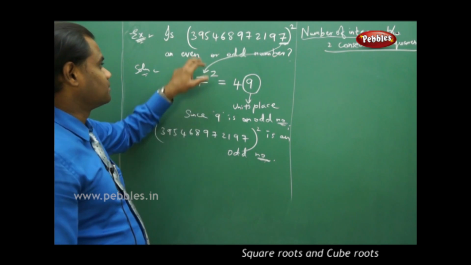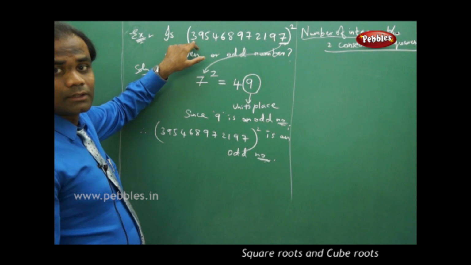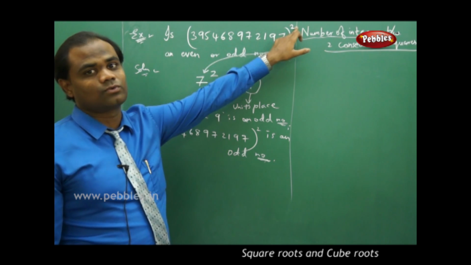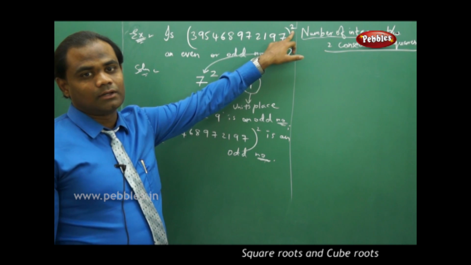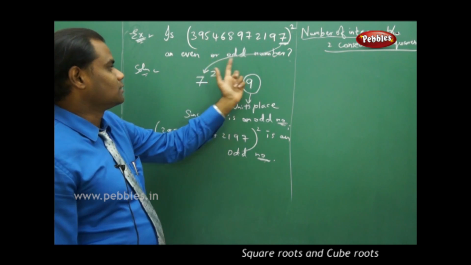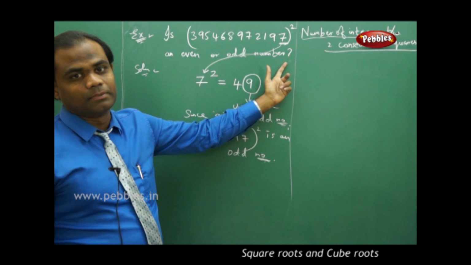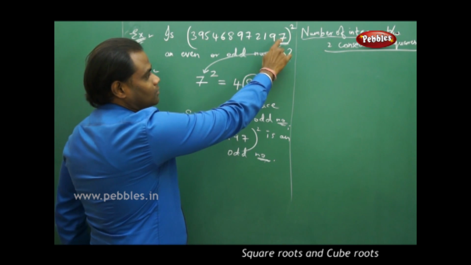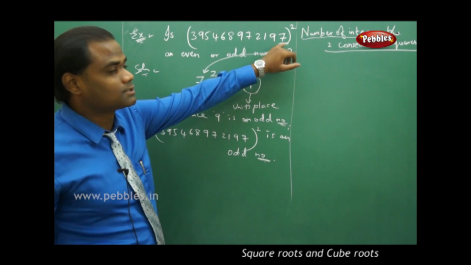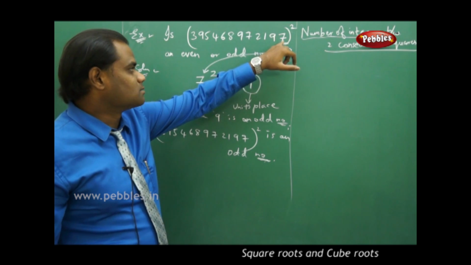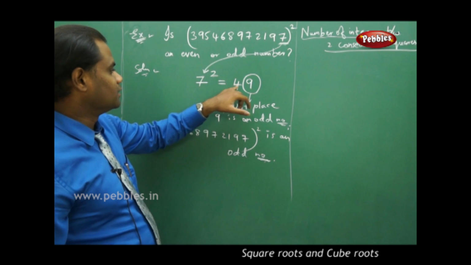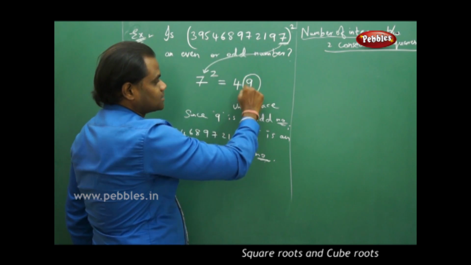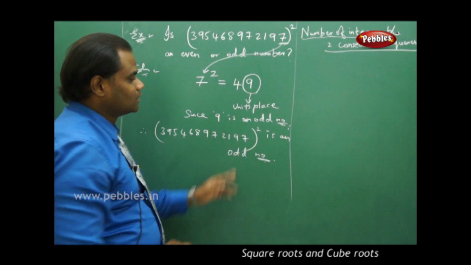So in this example, I have taken the problem 395468972197 whole square. For this square number, I want to decide whether it's an even or an odd number. It's very simple. I'm going to just take the units place. Now in the units place, I have 7, that is the last digit, which is 7 inside the square. So in this base number, 7 square will give me 49. Therefore the last digit of the entire number would be the last digit of this, which is 9, in its units place.